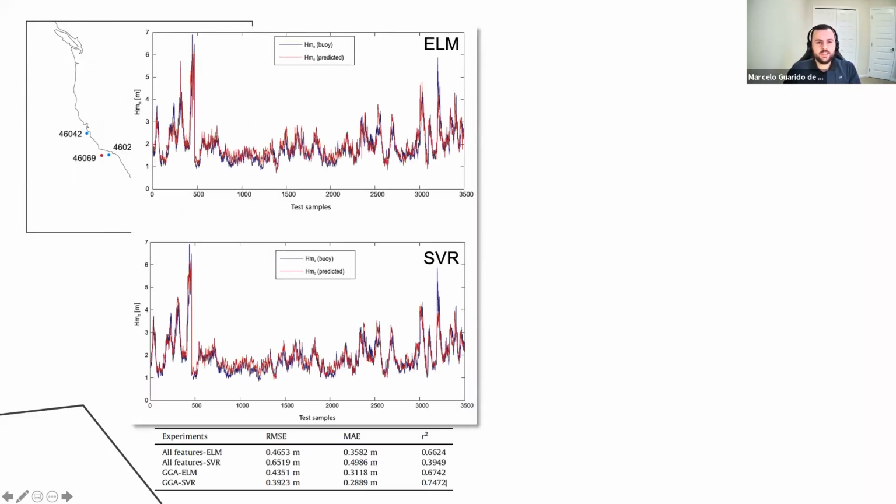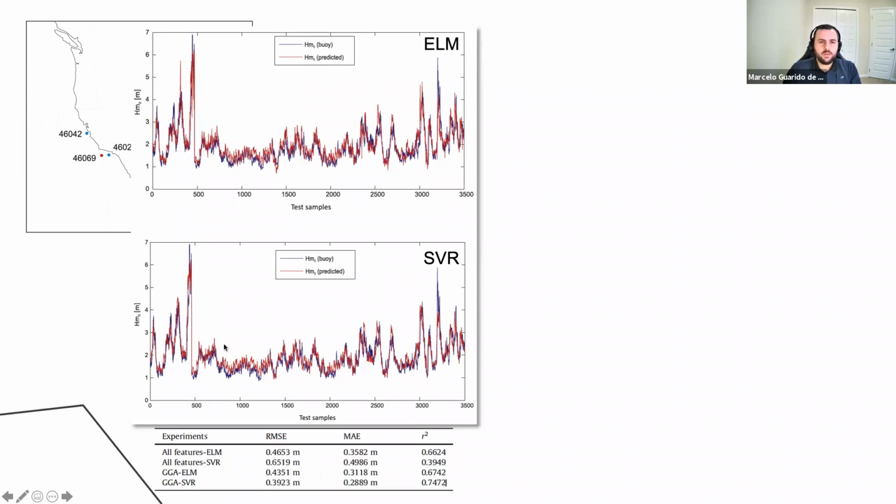So those are the predictions that they got for the wave height. They used the extreme learning machine, and they also compared with a support vector regressor. In both scenarios, they got very good predictions of the wave height. And in this table, they show that when you use all the features that they had, you had a poor support vector regressor. But when you do some feature selection, you actually improved the support vector regressor a lot, so that it got even better than the extreme learning machine.